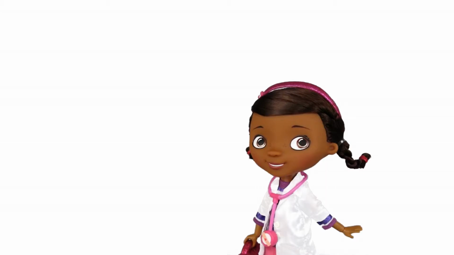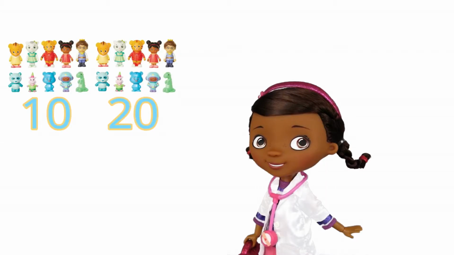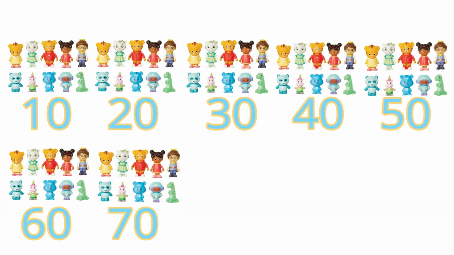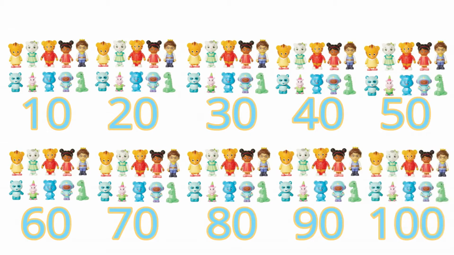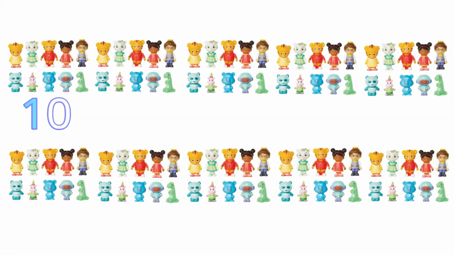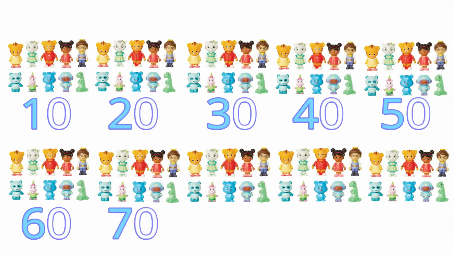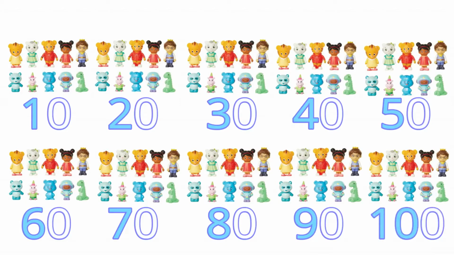Now all we need to do is add 0. 10, 20, 30, 40, 50, 60, 70, 80, 90, 100. Do you see the 1 through 10? 10, 20, 30, 40, 50, 60, 70, 80, 90, 100.